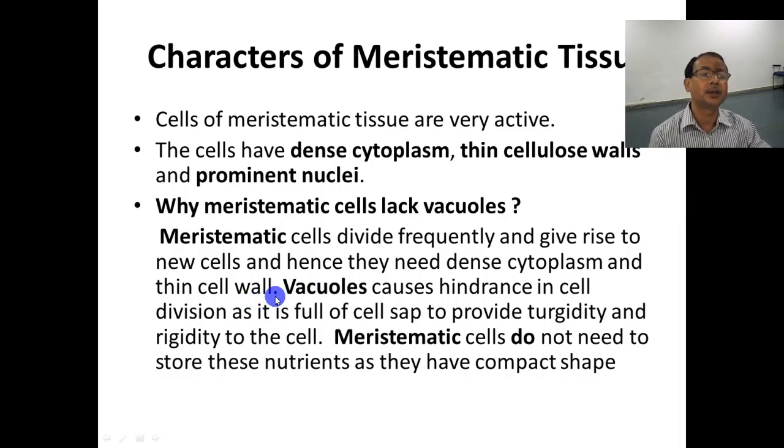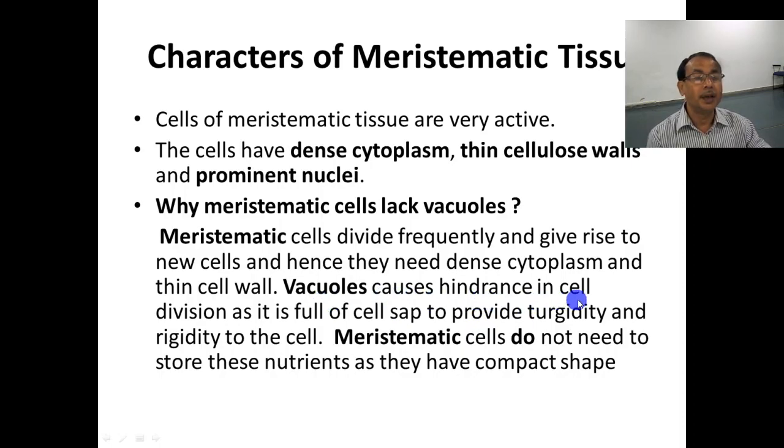Now what if vacuoles are present? Vacuoles are, you see, empty spaces. For that reason, vacuoles cause hindrances in cell division. They will act as obstacle. Why? Because it is full of cell sap. The sap present within the vacuole, or the fluid present within the vacuole, is called cell sap. This cell sap will act as hindrance in the process of cell division.